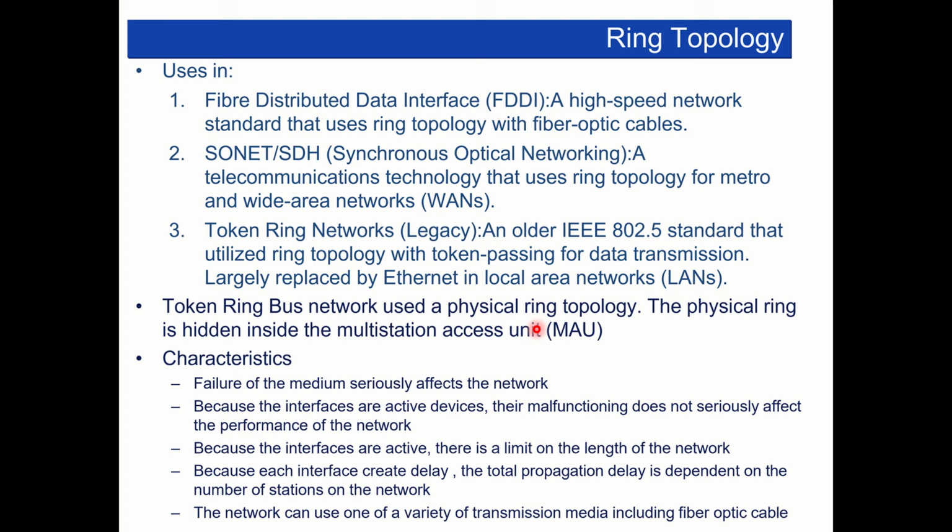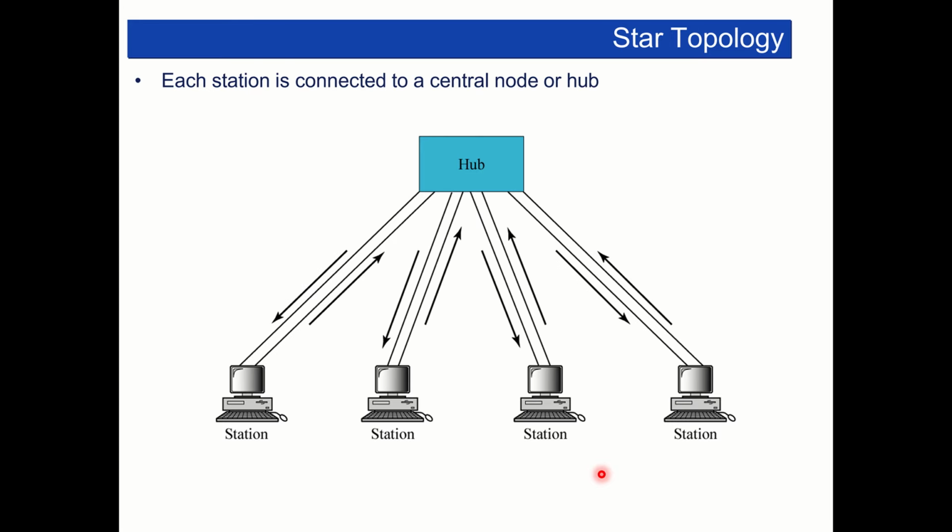There are a few reasons. The failure of the medium seriously affects the network, because the interfaces are active devices and always active, so there is a limit on the length of the network. And because each interface creates a delay to differentiate the input and output, the total propagation delay depends on the number of stations on the network. So we can see that this topology has been phased out.